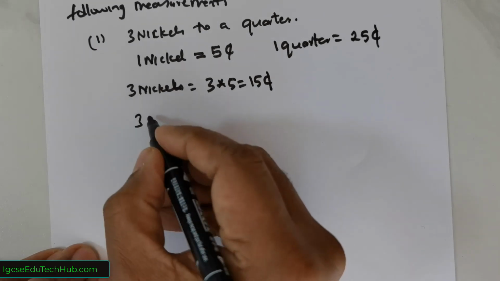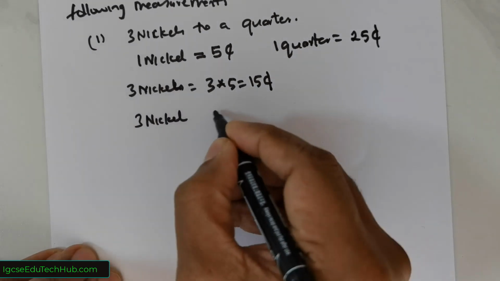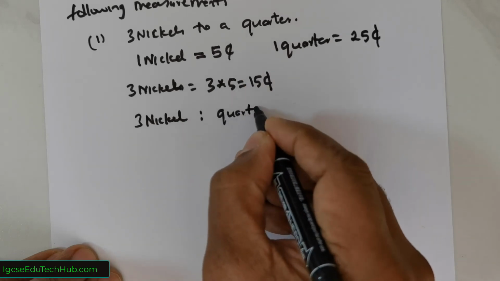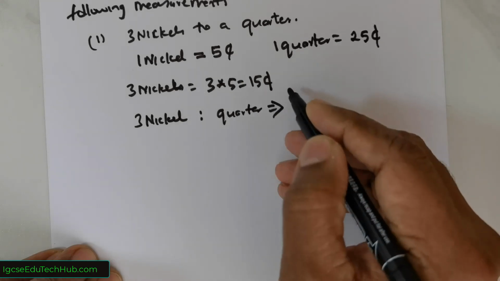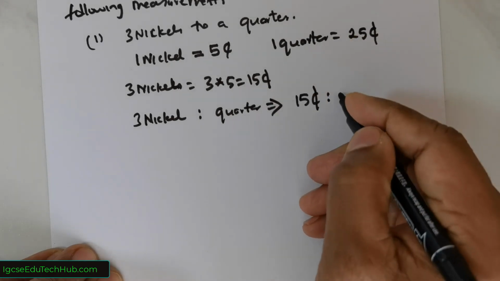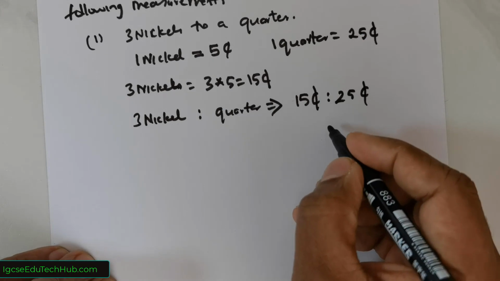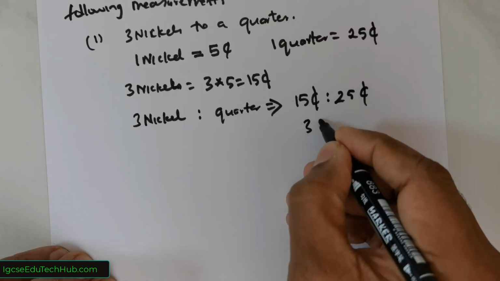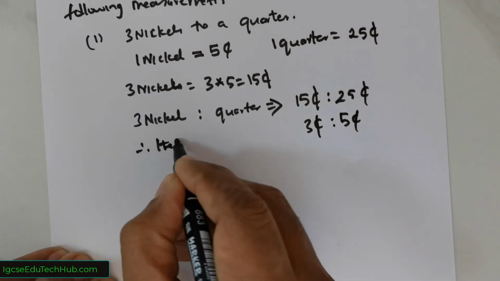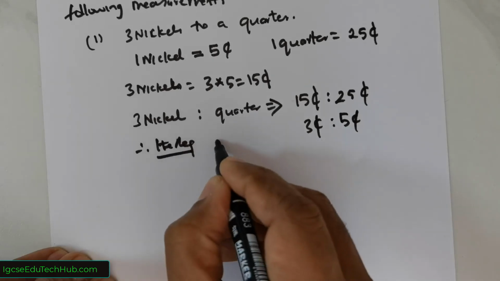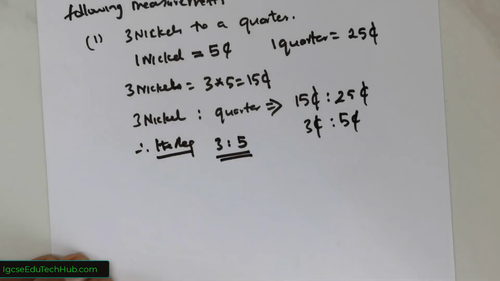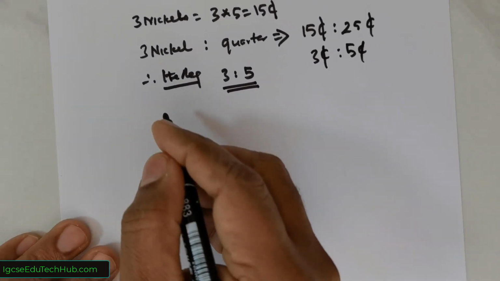So if I were to rewrite 3 nickels as a ratio to the quarter, then that representation would be in this fashion: 15 cents to 25 cents. 5 divides here 3 times, and 5 divides here 5 times. So therefore the required ratio is 3:5. So this is the final solution for this question. Okay, let me move on. 2 inches.